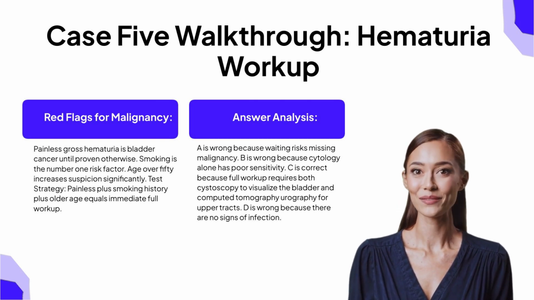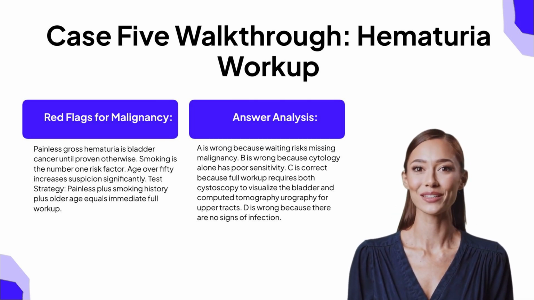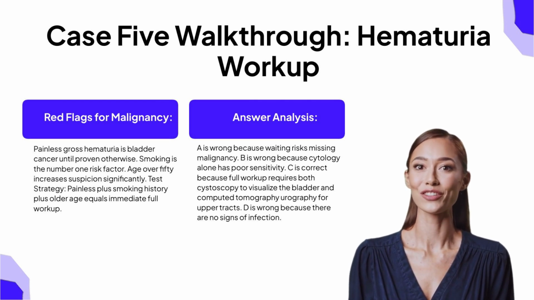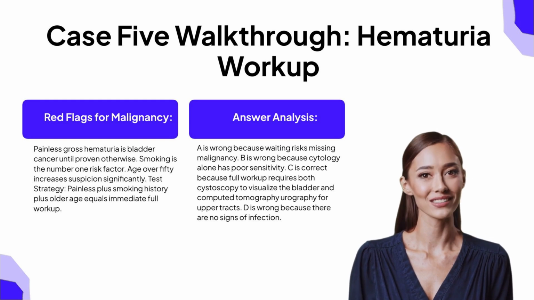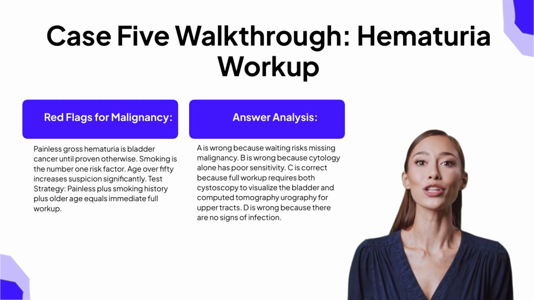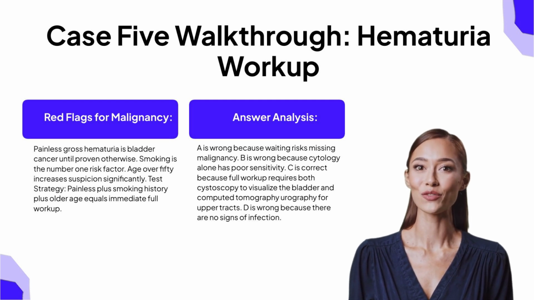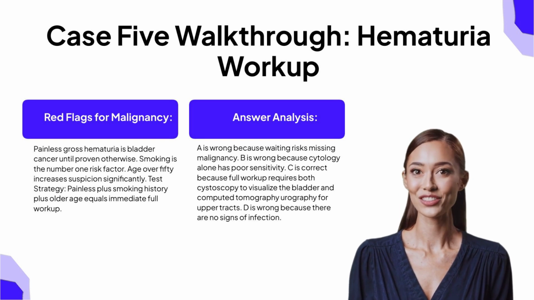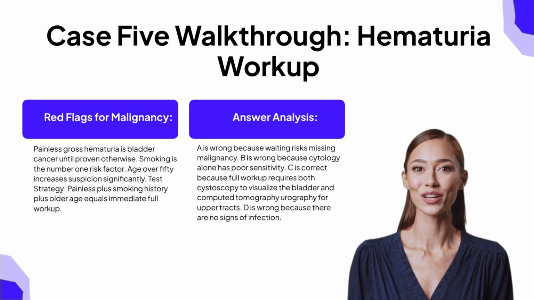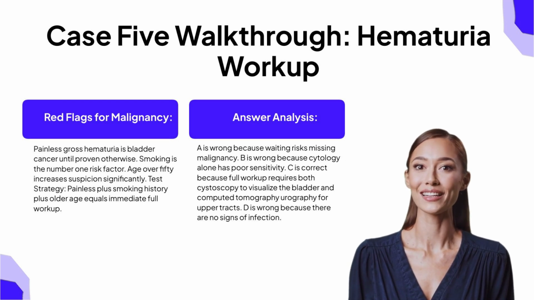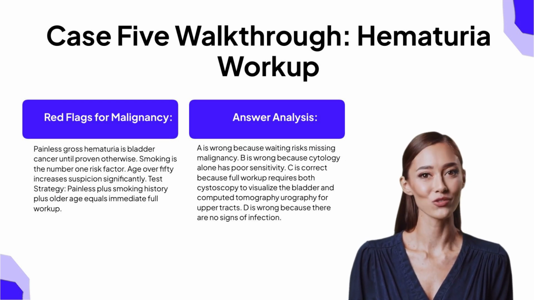Answer analysis. Waiting to repeat UA risks missing malignancy. A is wrong. Cytology alone has poor sensitivity, around 40%. B is wrong. Full workup requires both cystoscopy to visualize the bladder and CT urography to evaluate the upper tracts. C is correct. There are no signs of infection, so empiric antibiotics make no sense. D is wrong. The correct answer is C, cystoscopy plus CT urography.